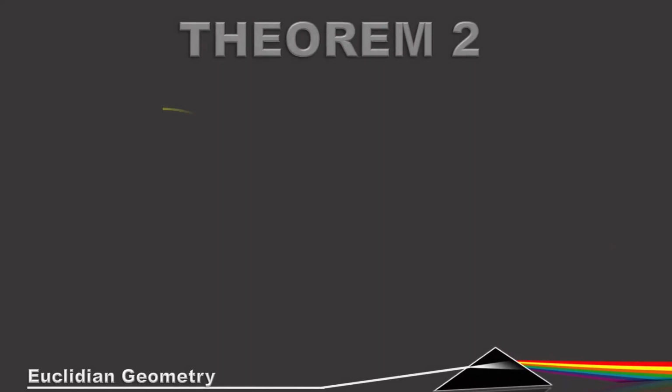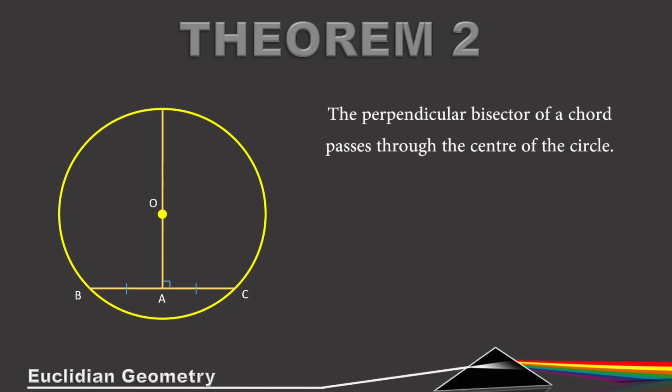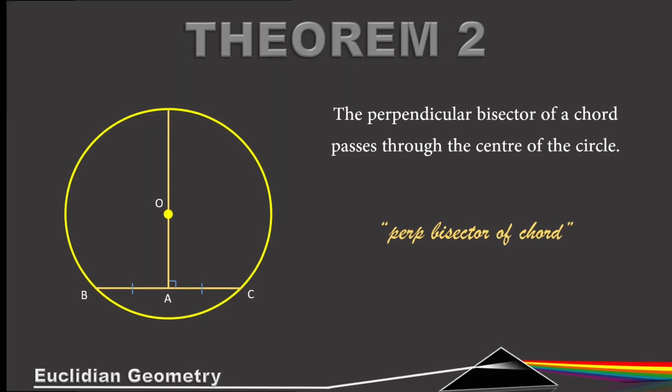And for theorem 2, we have a circle with a chord BC. Now we draw a line on that chord with two conditions. So the line is both perpendicular to the chord and it divides it in half. So from that we can say, if that is true, then that line must go through the center of the circle. So theorem 2 states that the perpendicular bisector of a chord passes through the center of the circle, and our reason is: perpendicular bisector of chord.